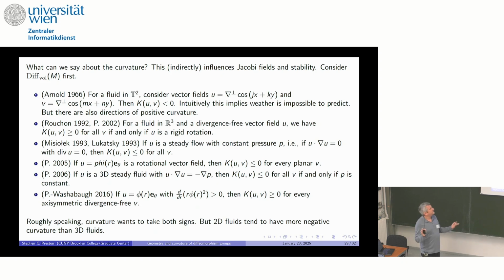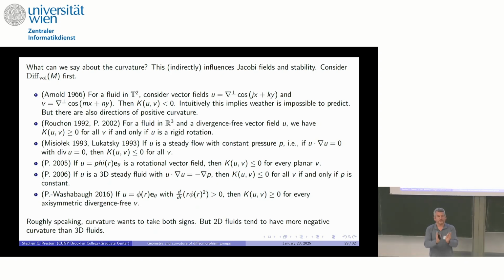There are formulas for curvature that I'm not going to give. But for example, Arnold, who invented this approach to fluids, certainly, in 1966, one of the first things he did was work out the curvature using some formulas, see whether it's positive or negative, and use that to tell you whether you can predict the weather. If the curvature is negative, then geodesics spread apart. If geodesics spread apart, then when you make a small error, because you can't measure every aspect of the weather perfectly, when you make a small error, you'll get exponential divergence if you have negative curvature.